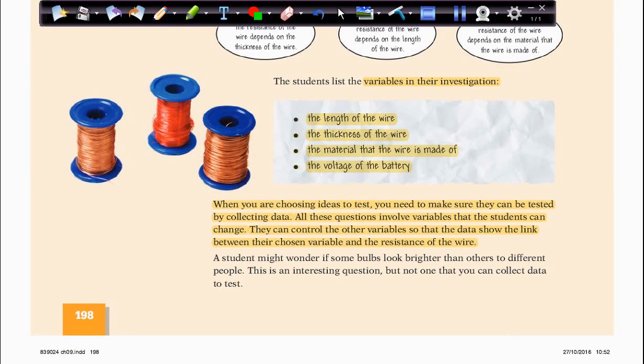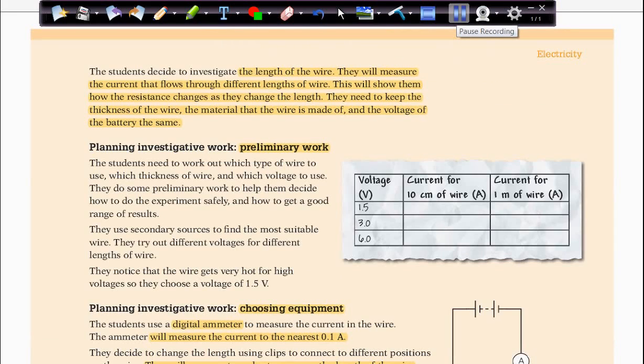A student might wonder if some bulbs look brighter than others to different people. This is an interesting question, but not one that you can collect data to test, because people have different sights, and in this way you cannot make your test fair. Let's go to the next page.